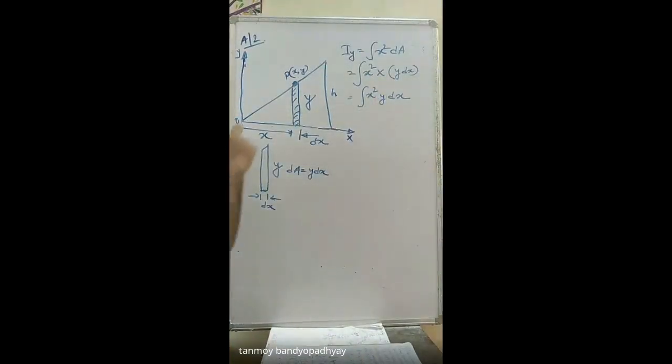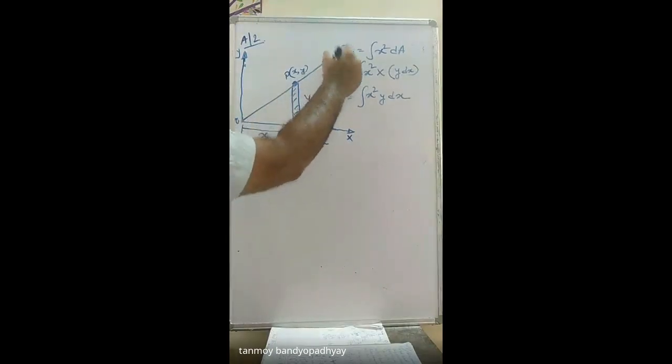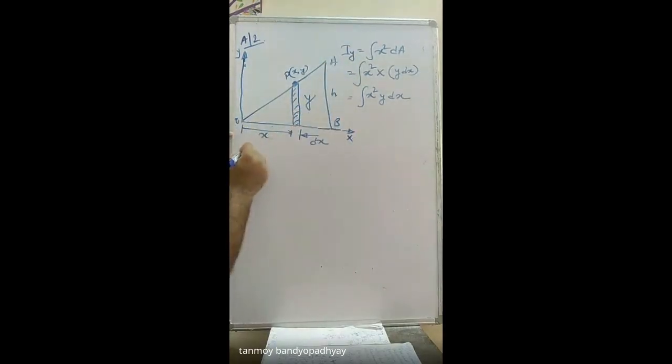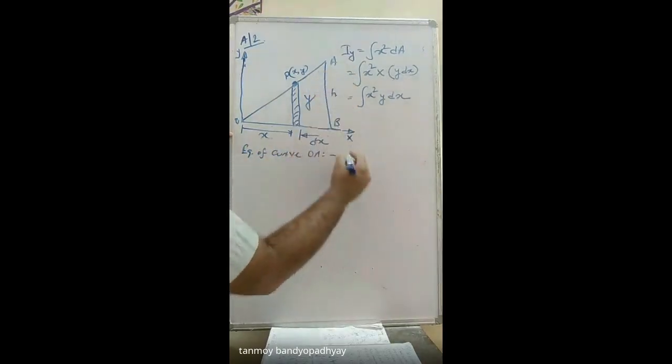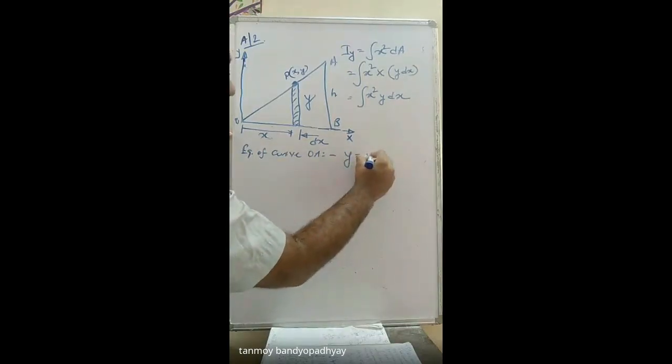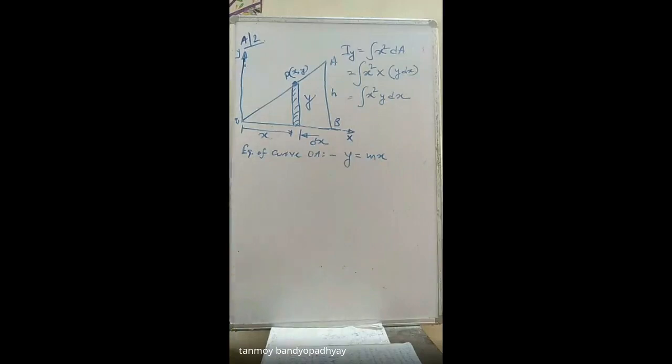Since P(x, y) is a point on this curve, it must satisfy the equation of this curve. So what is the equation of the curve? Let's call it OAB. So the equation of the curve OA, you can understand that it's a straight line. So y is equal to mx plus c. So we should be having y is equal to m into x.